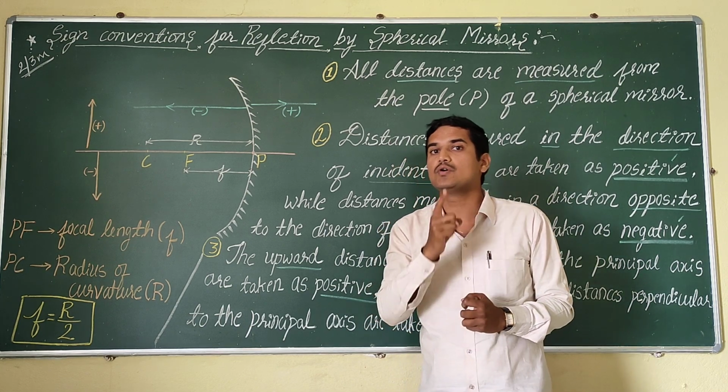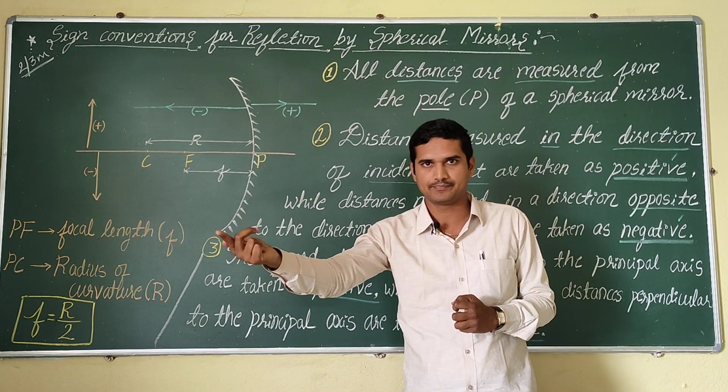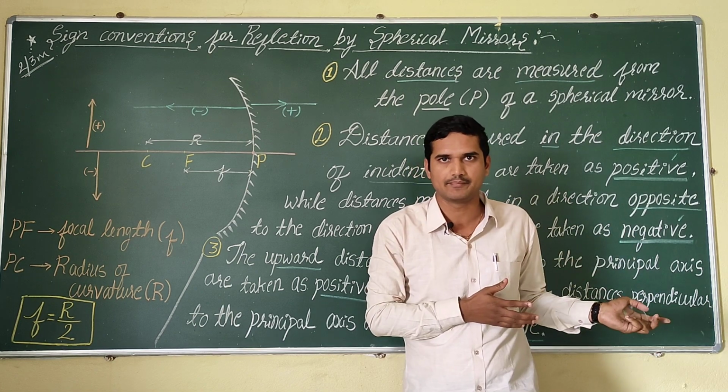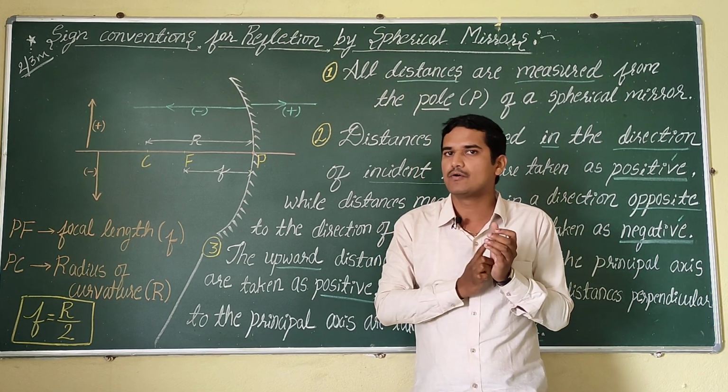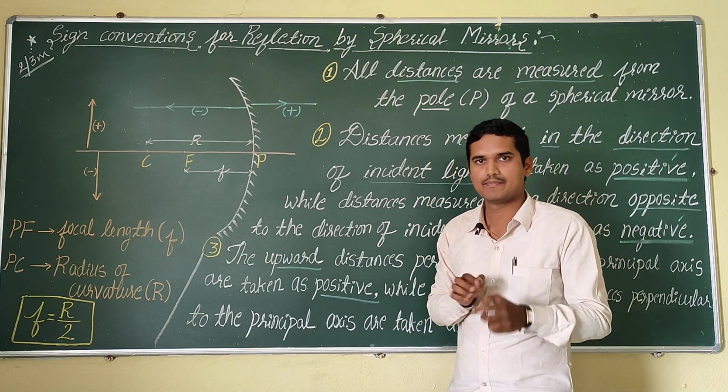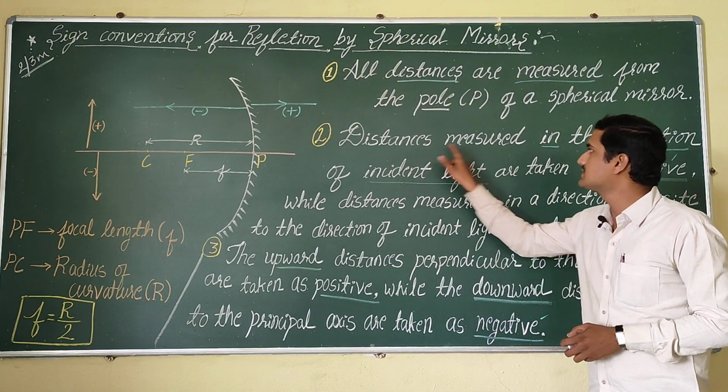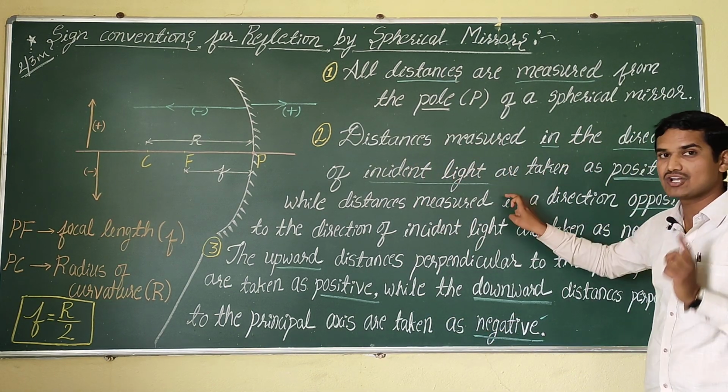You are not supposed to measure the distance from that object or from any image point. You should always measure the distance from the pole. This is the first rule. And the second rule says that the distance is measured in the direction of incident light.